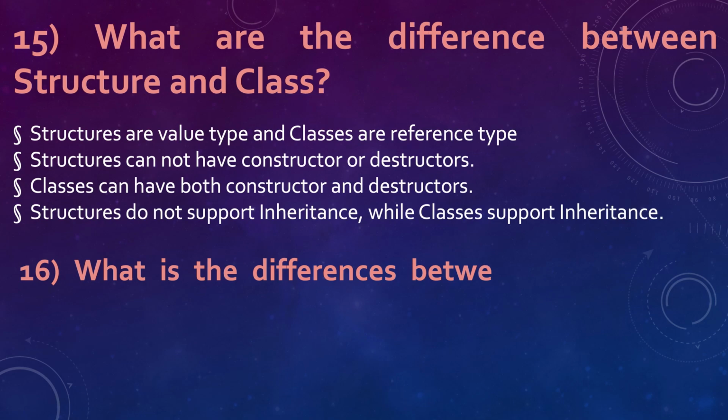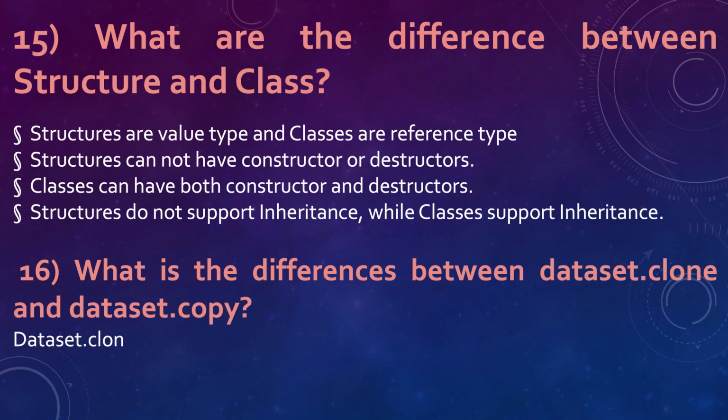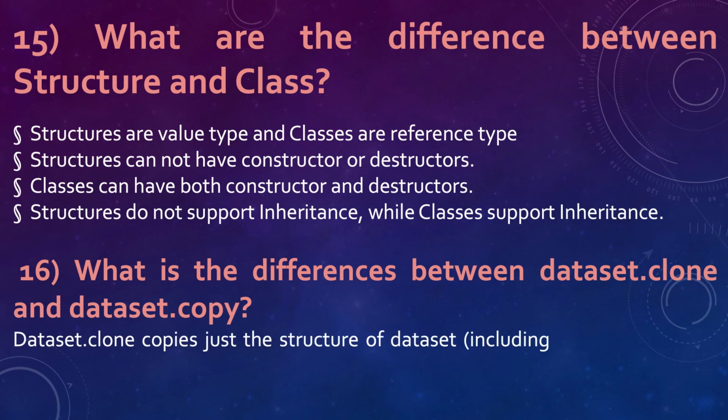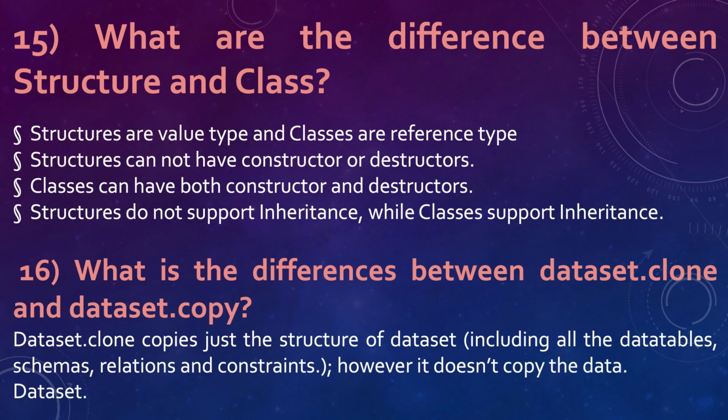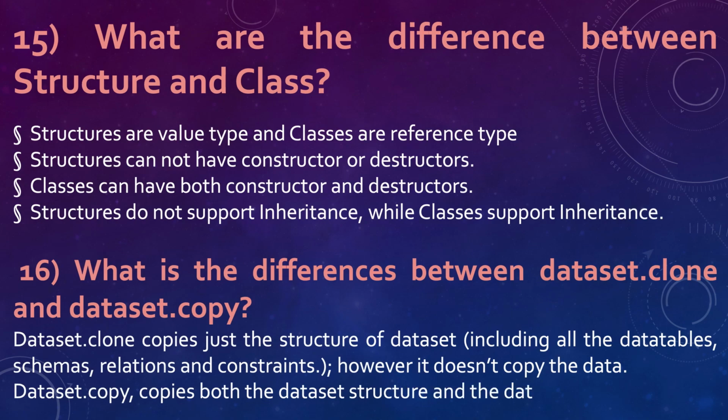What is the difference between DataSet.Clone and DataSet.Copy? DataSet.Clone copies just the structure of the dataset, including all the data tables, schemas, relations, and constraints. However, it does not copy the data. DataSet.Copy copies both the dataset structure and the data.